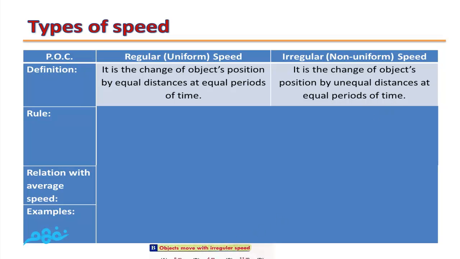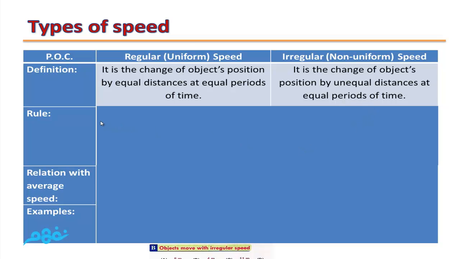As we can see from this image, this car moved from A to B, a distance of 5 meters in 1 second. Then it covered a distance of 4 meters only from B to C in 1 second. Finally, it covered a distance of 11 meters from C to D in 1 second. So this car is moving with irregular speed because it covered unequal distances at equal periods of time.